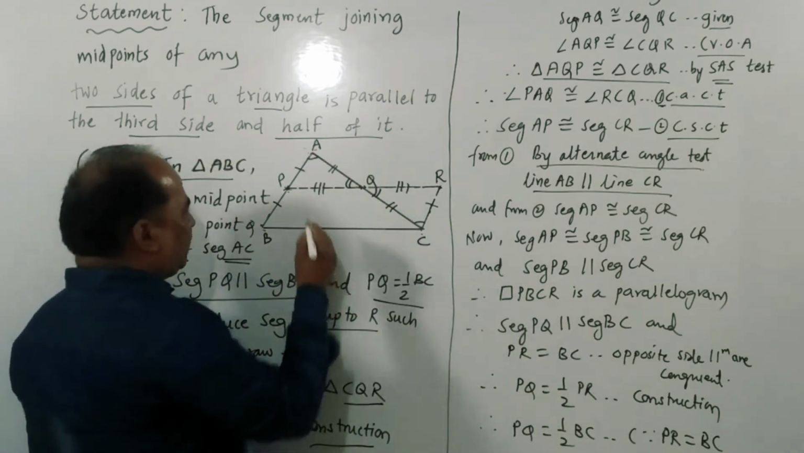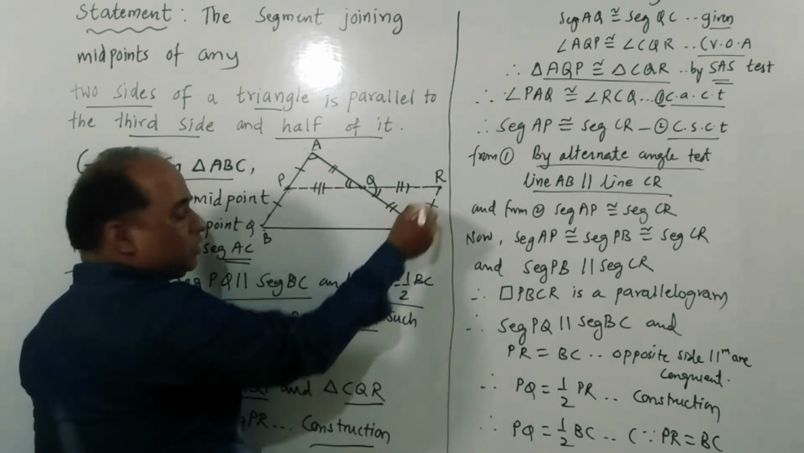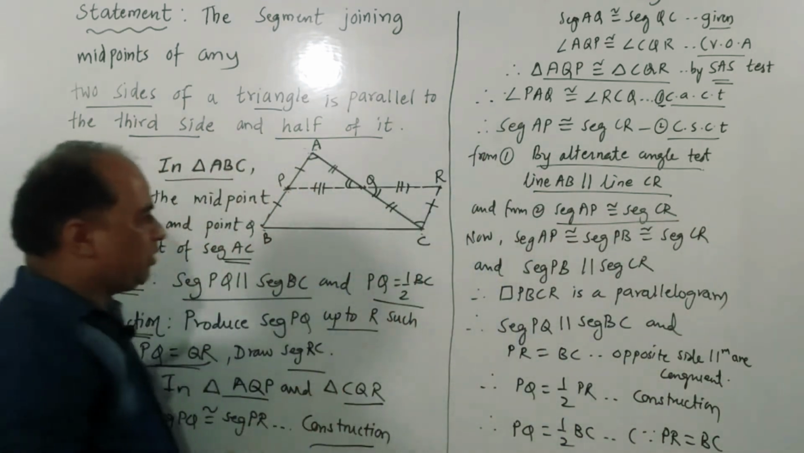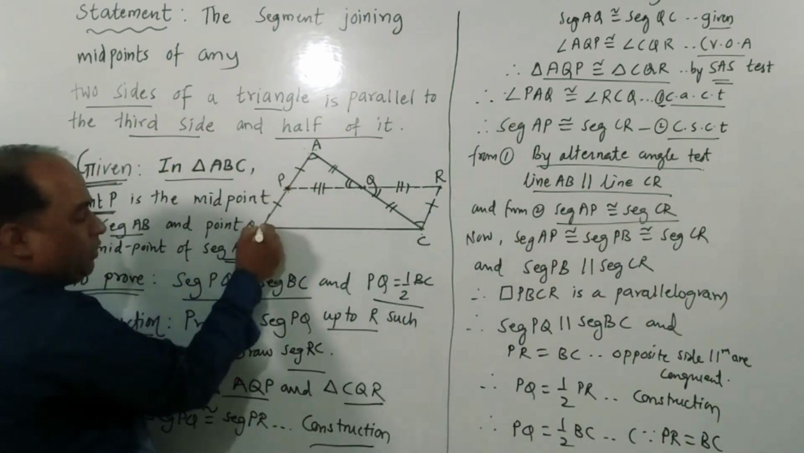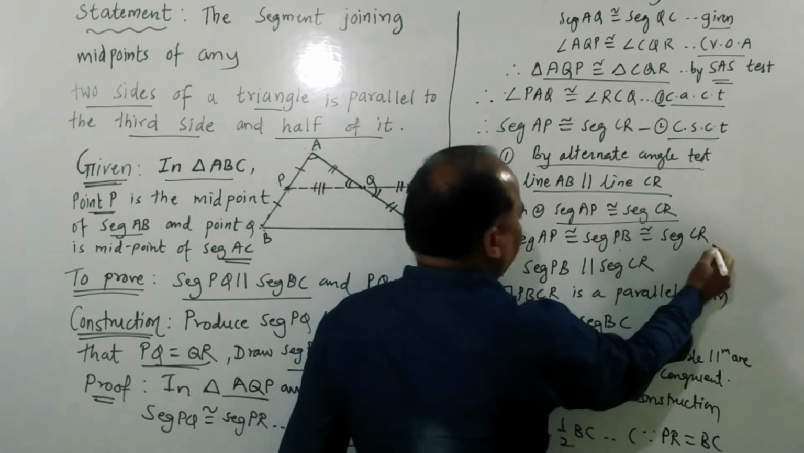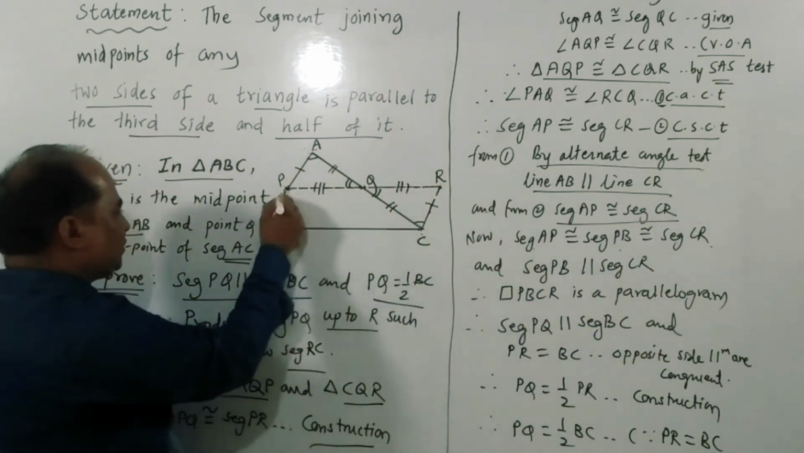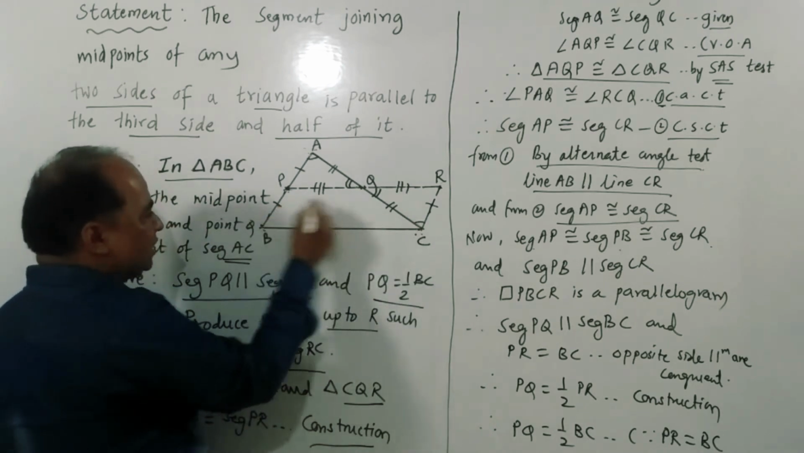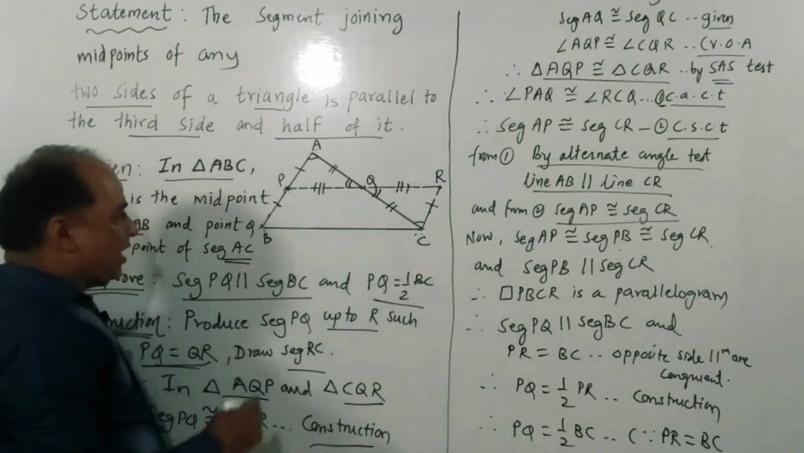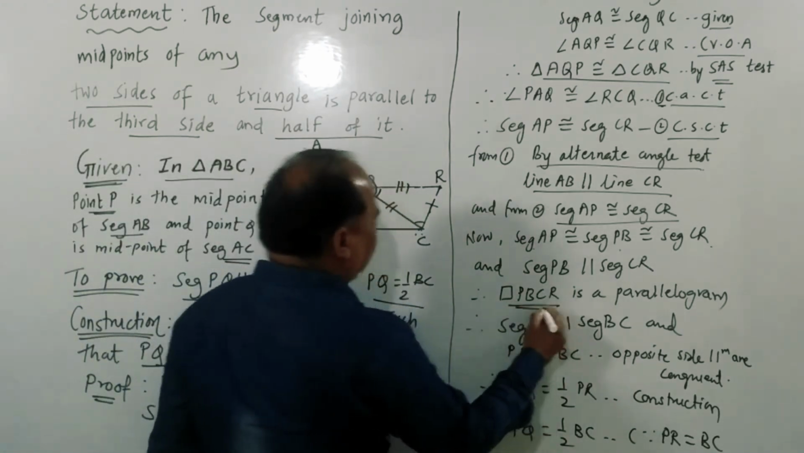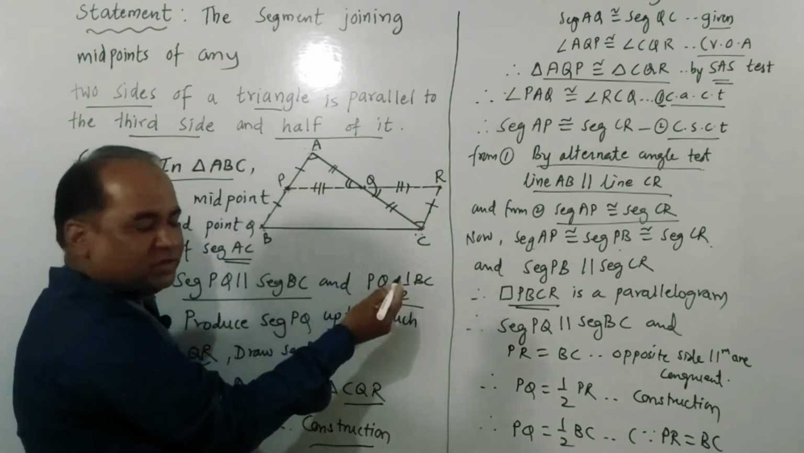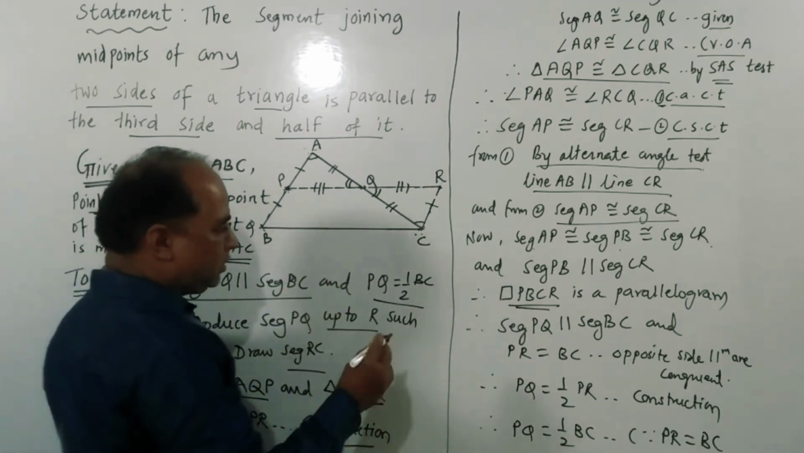But from statement 2, AP is equal to CR. But AP is equal to PB, it is given, and this is equal to RC. So AP equals PB equals CR. So PB is equal to CR. So the opposite sides are parallel as well as congruent. Therefore, in quadrilateral PBCR, one pair of opposite sides is parallel and congruent, so it is a parallelogram.